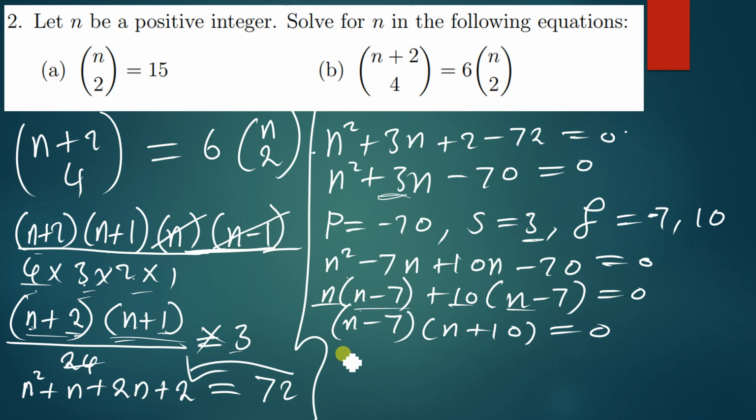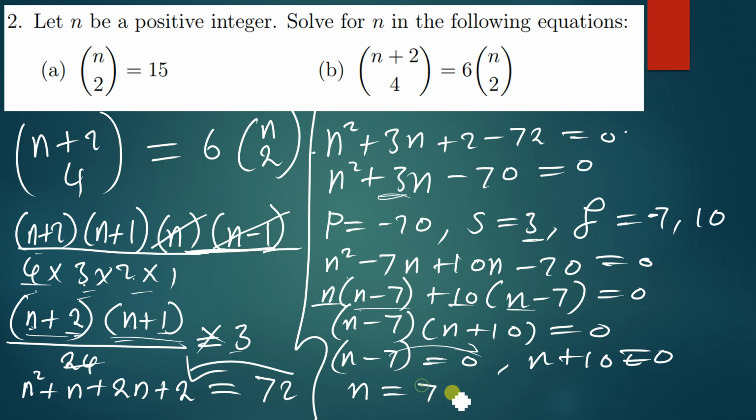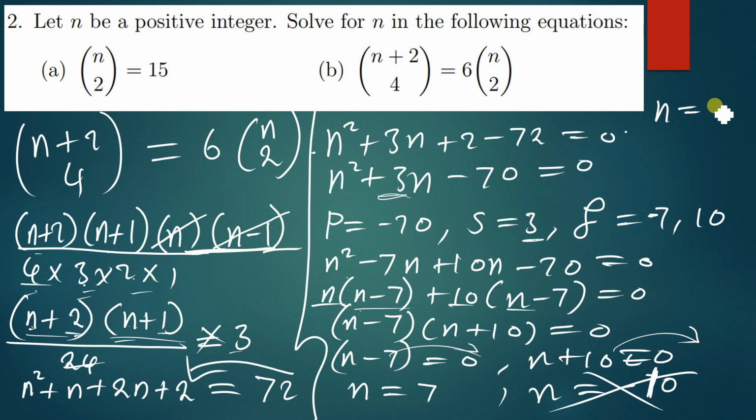So you equate each of the factors to 0. So n minus 7 equals 0, and n plus 10, you also equate this to 0. So when this crosses the equal sign, we're going to have the first value of n to be 7. Then the second value of n is going to be equal to negative 10. The question says n is a positive integer, meaning the negative number will be disqualified. The value of n is therefore equal to 7.